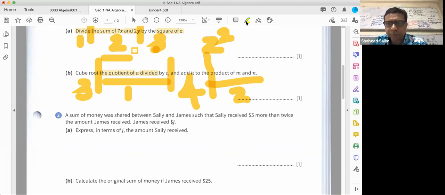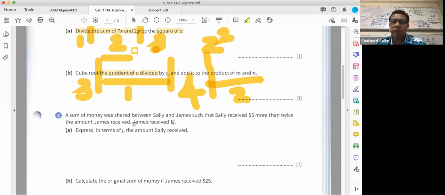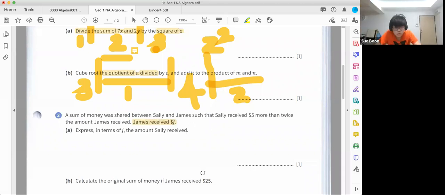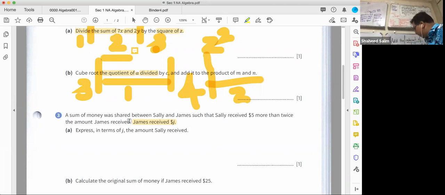How, Edmund? I don't know. Okay. So how much did James receive? You tell me. They tell you down here. How much did James receive? J. So now let us divide this sentence. I'm going to write the sentence down so that we can divide it easily. So this is what you're supposed to do. You have your worksheet. Your mom printed out the worksheet. You use a pencil also to cut up the sentence.